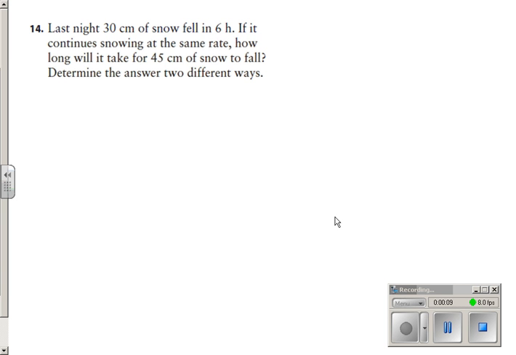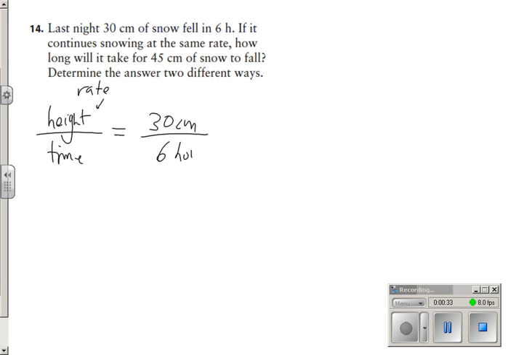So let's set this up as a, I guess we'll put height, for lack of a better word, height of snow to time. It's going to be a rate because we're comparing two different types of units. Now we have 30 centimeters of snow, that's its height of the snow, in 6 hours.